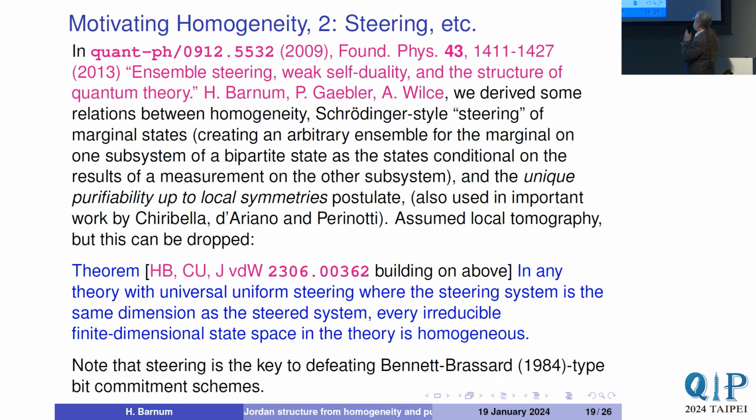This is also very closely related to the unique purifiability up to local symmetries postulate, as we point out, and that was used in important work by Chiribella, D'Ariano, and Perinotti, which I urge you also to look up. So the theorem, we have a slight strengthening in the new paper. In any theory with universal uniform steering, so for every system there's another system that is capable of steering any state in the first system, where the steering system is the same dimension as the steered system, for instance if you could use a copy of the same system, every irreducible finite dimensional state space in the theory is homogeneous. So just one example of several connections.